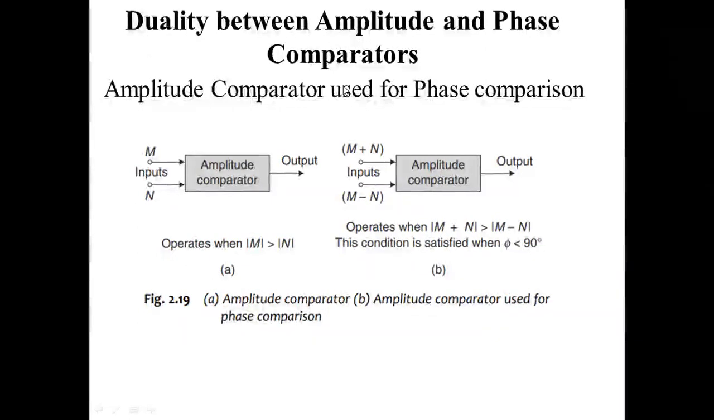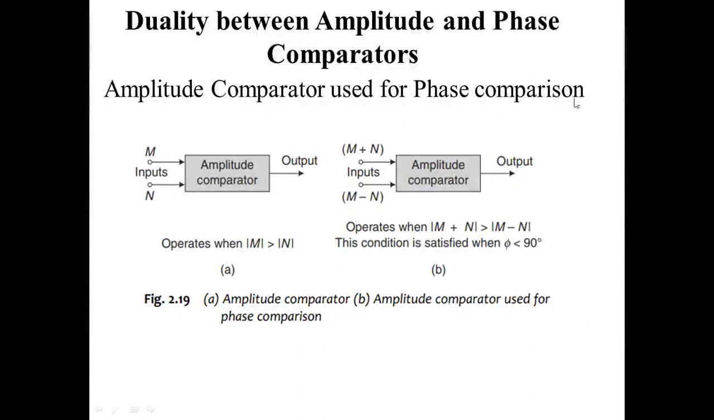What is meant by duality between amplitude and phase comparator? We have to measure both comparisons, meaning your amplitude comparator acts as a phase comparator and the phase comparator acts as an amplitude comparator. How does it work? The duality between amplitude and phase comparator is discussed in that slide. The second point is the amplitude comparator used for phase comparison.